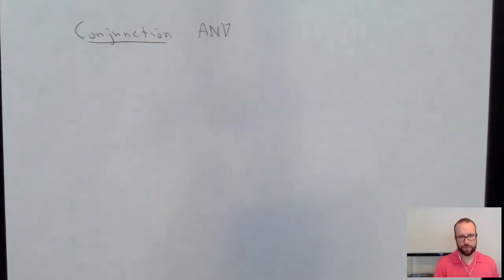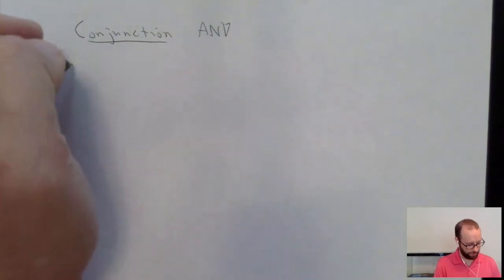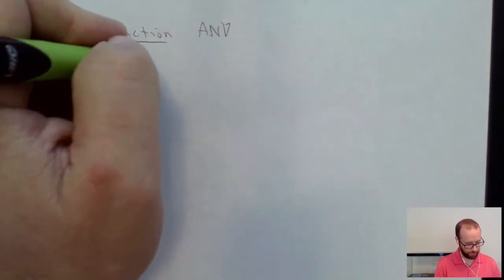Let's look at the conjunction. Remember, conjunction is things that mean and. So let's do an example and see if we can use that to help us understand what the truth table should look like.